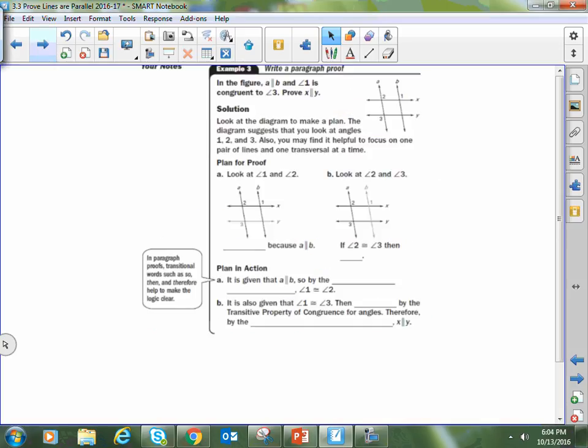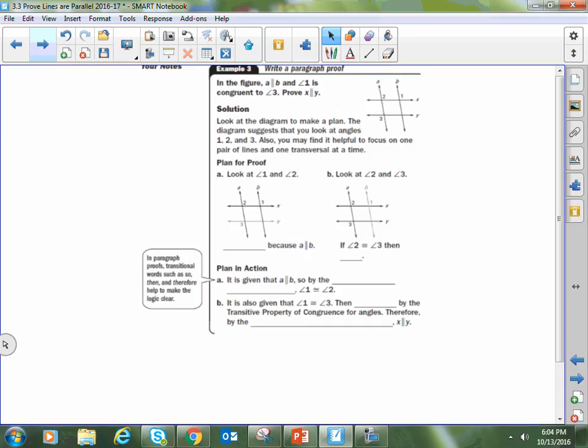Here it's asking us to kind of write a paragraph proof. Now this is a little bit challenging for some students because particularly they just see the word proof and they're like, oh, I don't know how to do that. It's scary. Especially when you think of the two-column proof. A lot of students really do struggle with the two-column proof.